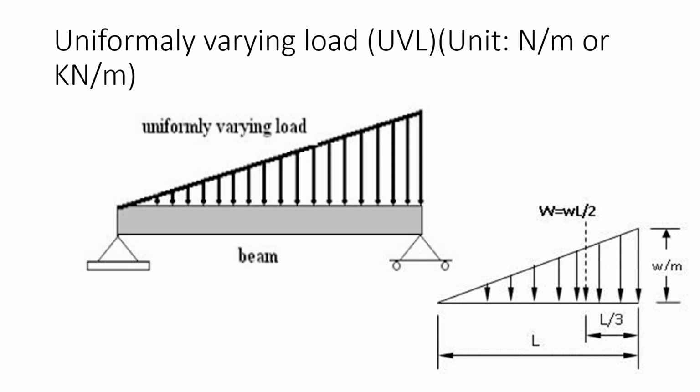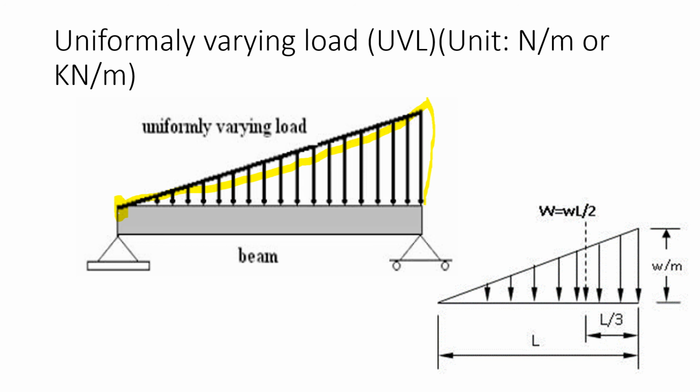And the last one is uniformly varying load, which is called UVL. The unit of the load is Newton per meter or kilonewton per meter. You can see this type of load on this beam. The intensity of load is 0 at one point and maximum at the other point. Means our load intensity is varying from 0 to maximum, called uniformly varying load.